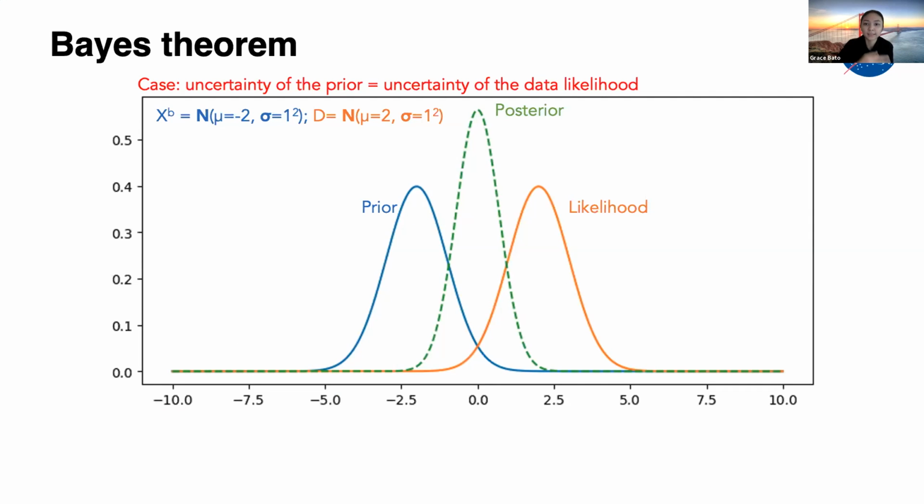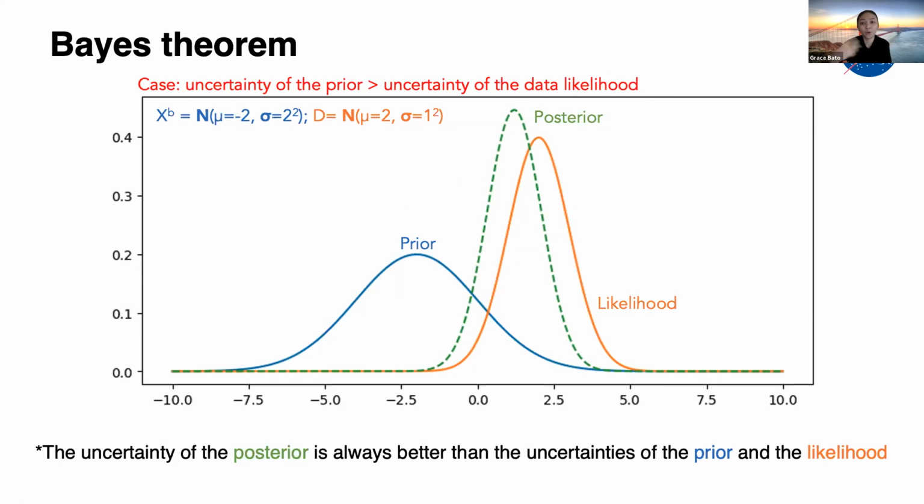So if we take the similar example from the scalar case, but now represent them as Gaussian PDFs, here the uncertainty of the prior is equivalent to the uncertainty of the data likelihood. This is the prior, and this is the likelihood function. If we multiply their PDFs, the product is the green curve here, the posterior. And as we've confirmed from the scalar case, your mean is at 0. Basically, you just take the average of the means of the prior and the likelihood because they have the same uncertainties.